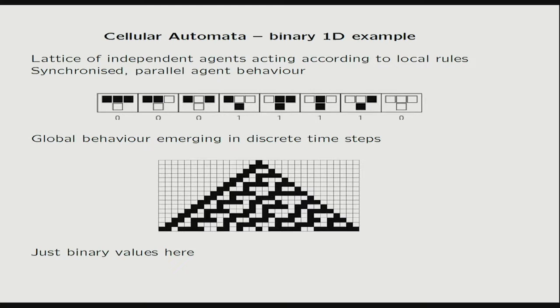So first of all, here I'm giving you a one-dimensional example. I have a one-dimensional array of independent agents, independent cells. These are the cells, the cellular automata. And each cell will change its state according to the state of its neighbors. And the state here can just be 0 or 1. So this is at time 0, the top line, and the second line is what happens at the next step.